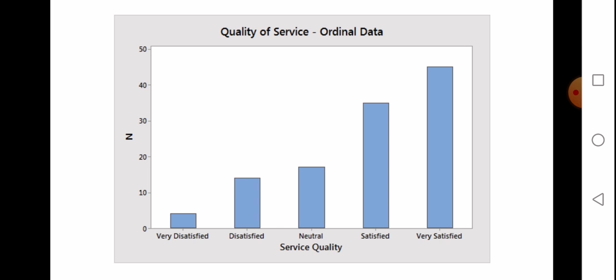Okay. In the graph of service quality, very satisfied is the mode of this distribution because it is the most common value in the data. Notice how it is at the extreme end of the distribution.